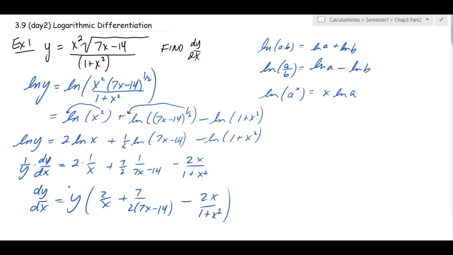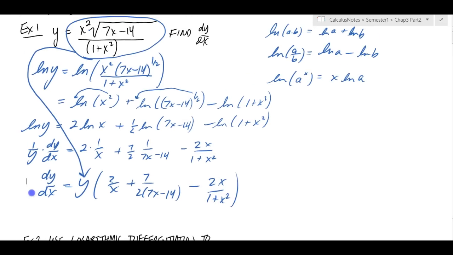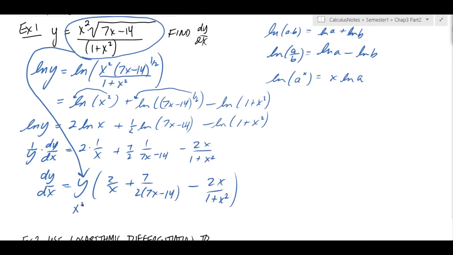And we can be done there, or we can realize that all we have to do to finish this is substitute what y really is. So take the original expression we were given for y and put that in place of y. And now we have x squared times the square root of 7x minus 14 over 1 plus x squared, times the expression in parentheses: 2 over x plus 7 over 2 times 7x minus 14, minus 2x over 1 plus x squared.